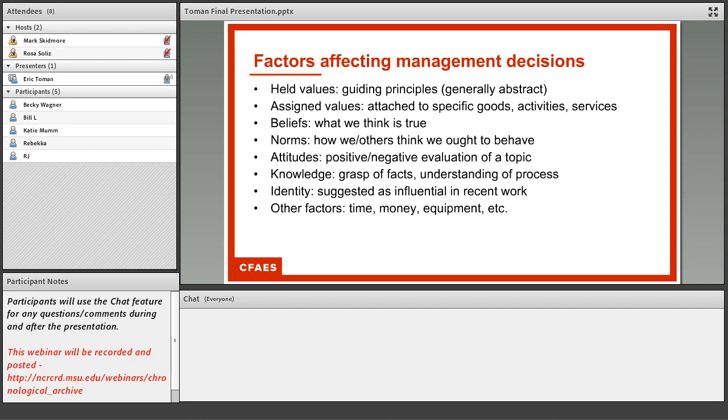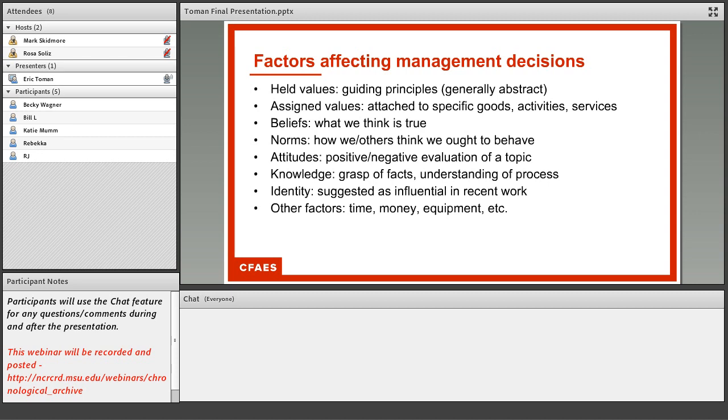We do distinguish in our work between a couple of different types of values, held values and assigned values. Held values are more what many of us may think of when we think of values, these guiding abstract principles that guide our decisions and life choices. Assigned values are maybe more specific and attached to specific goods, and I'll present a little bit later about assigned values.